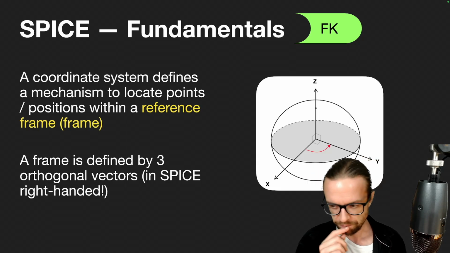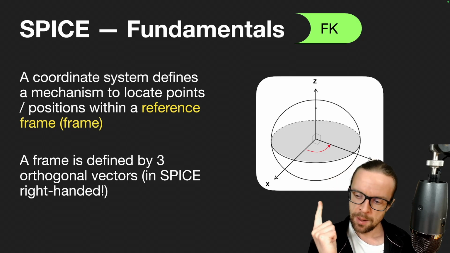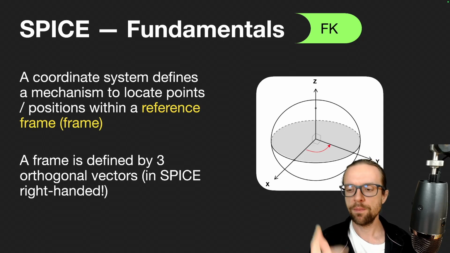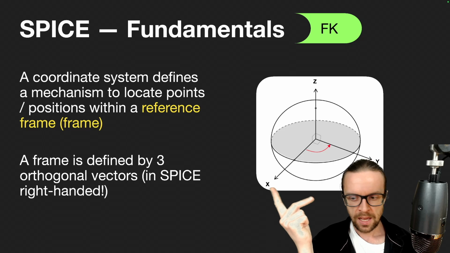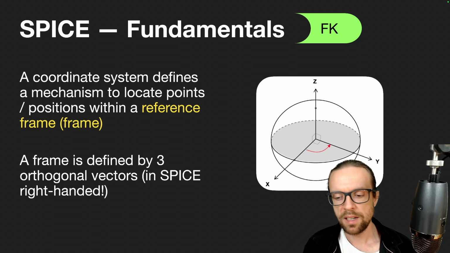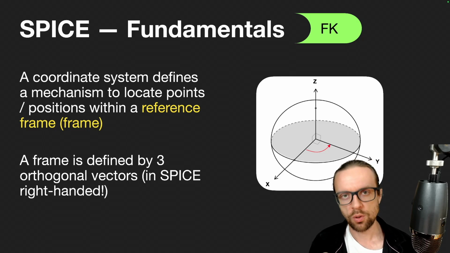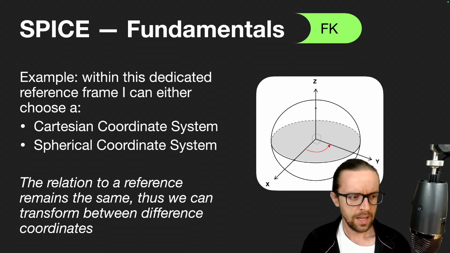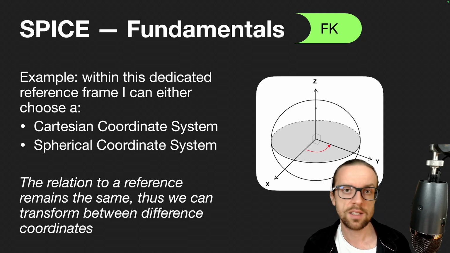We see X, Y, and Z. We have the right hand rule, so X is the thumb, Y is the pointing finger, and Z is the middle finger pointing up. And in SPICE, we need to define only two vectors. It doesn't matter whether it's X and Y, or Z and Y. The third one is simply orthogonal to the others. So in SPICE, you only need to define 2 of them. And in this reference frame, you can use Cartesian coordinates or spherical coordinates. It really doesn't matter at all.